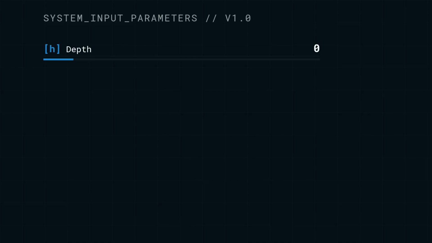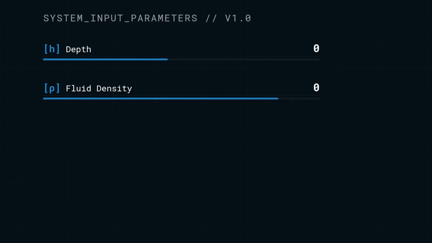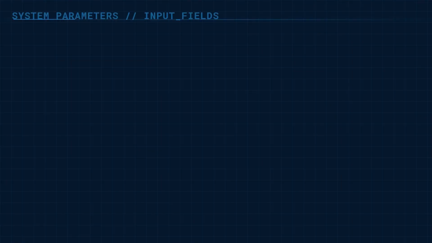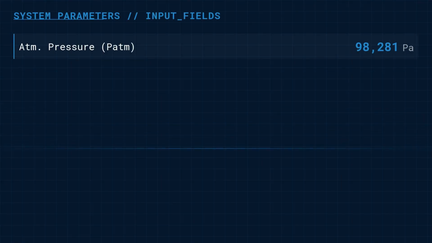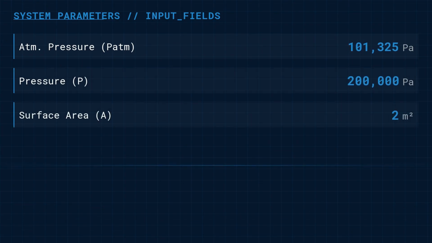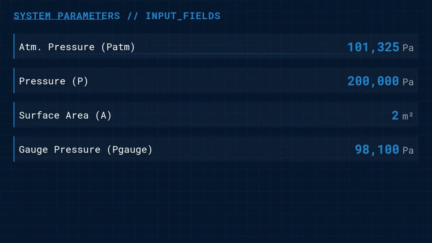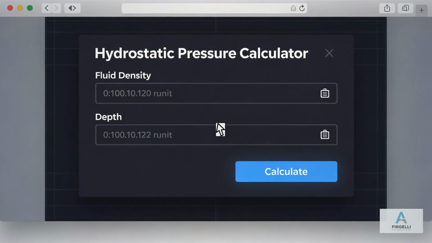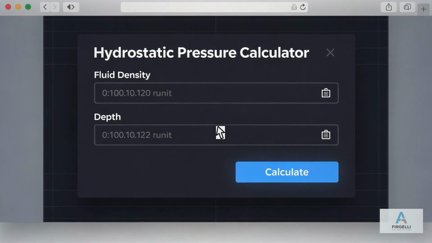The input fields include depth H with a placeholder of 10, fluid density ρ with a placeholder of 1000, gravitational acceleration g, which defaults to 9.81, atmospheric pressure PATM defaulting to 101325, pressure P with placeholder 20000, surface area A with placeholder 2, and gauge pressure P gauge with placeholder 98100. Let's work through an example using the Calculate Pressure at Depth mode.